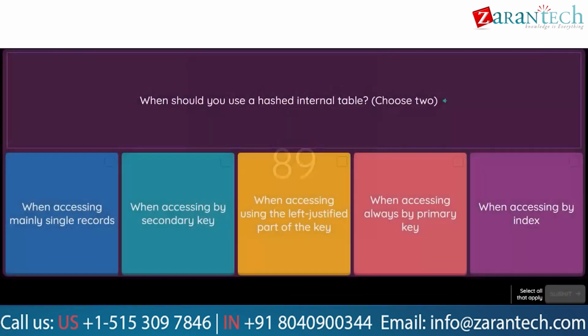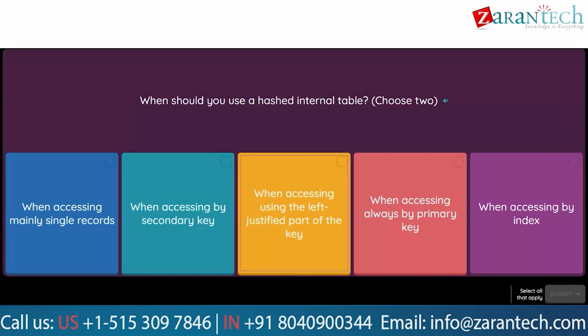Question: when should you use a hashed internal table? Choose 2. Option 1, when accessing mainly single records. Option 2, when accessing by secondary key. Option 3, when accessing using the left-justified part of the key. Option 4, when accessing always by primary key. Option 5, when accessing by index.